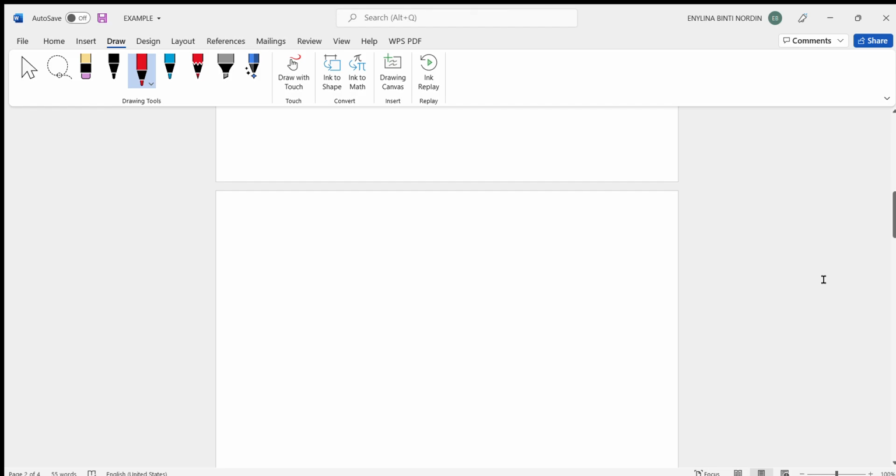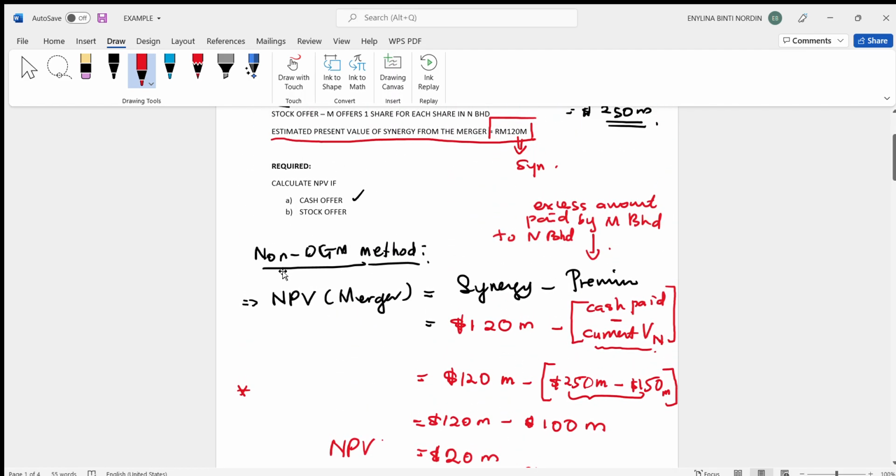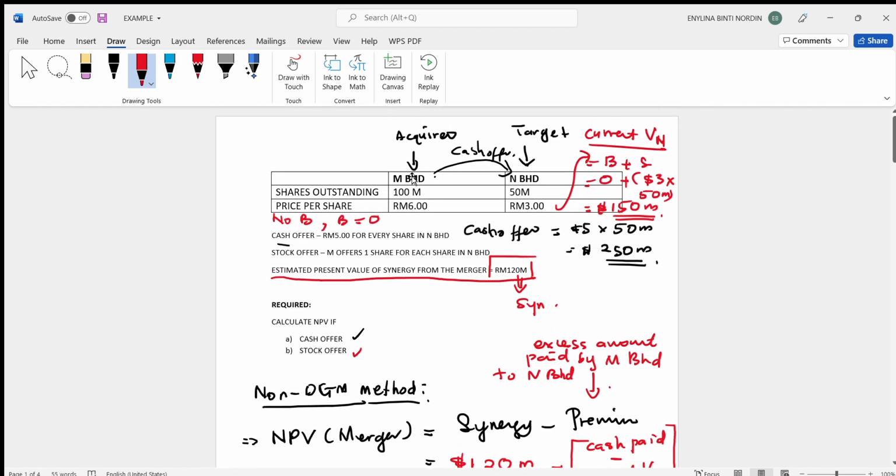Okay, now we continue with the calculation of NPV. We are still doing the non-dividend growth model method, but this time we are calculating the NPV for the stock offer. What is the NPV if the acquiring company, Amber Heart, pays the target firm by stock?